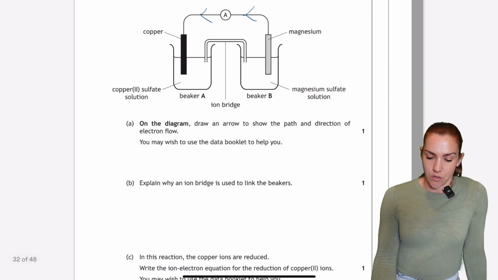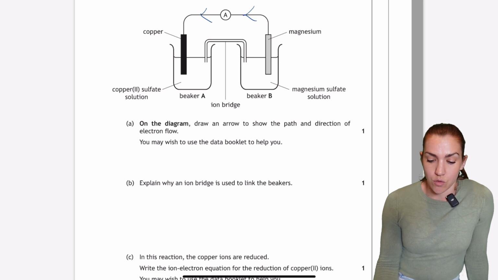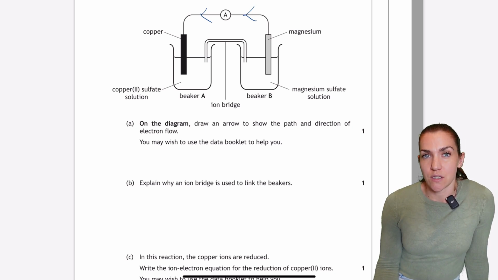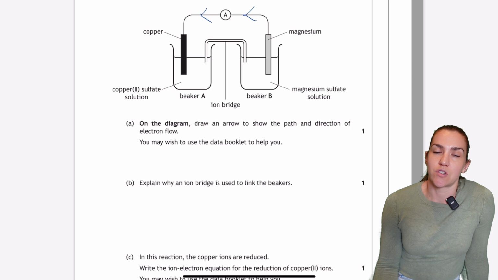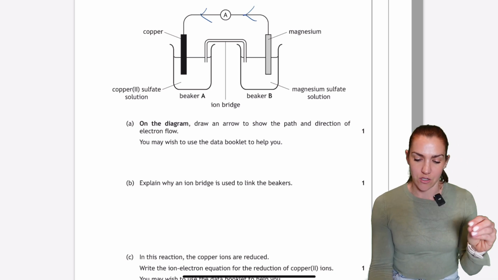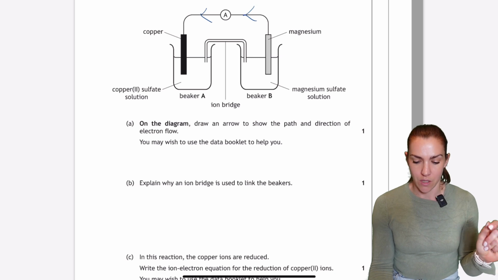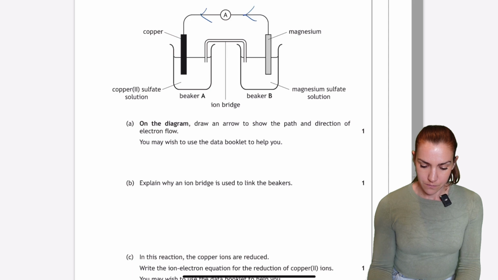Explain why an ion bridge is used to link the beakers. The ion bridge is just used to complete the circuit. That's all you need to say to complete the circuit. Don't say to allow conductivity of electrons or to allow conductivity of electricity, because like I've just said, the electrons go through the wires. So it's actually the ions that go across the ion bridge, which carry negative charges, so that allows for the circuit to be complete, but they're not actually carrying the electrons, so just be very careful. And the best thing, like I said, to say is just it completes the circuit.